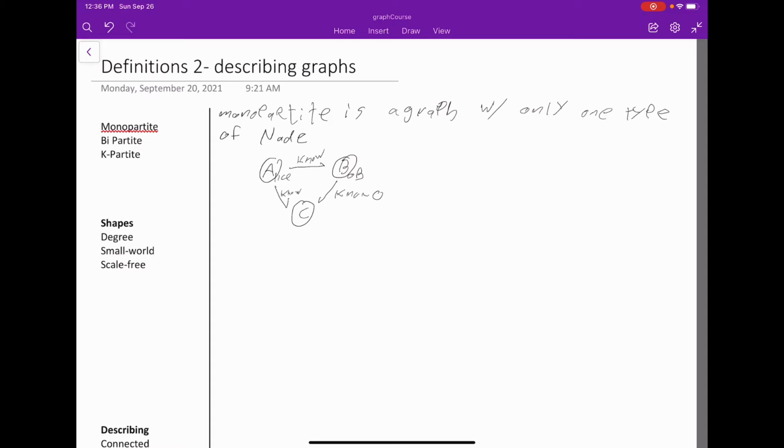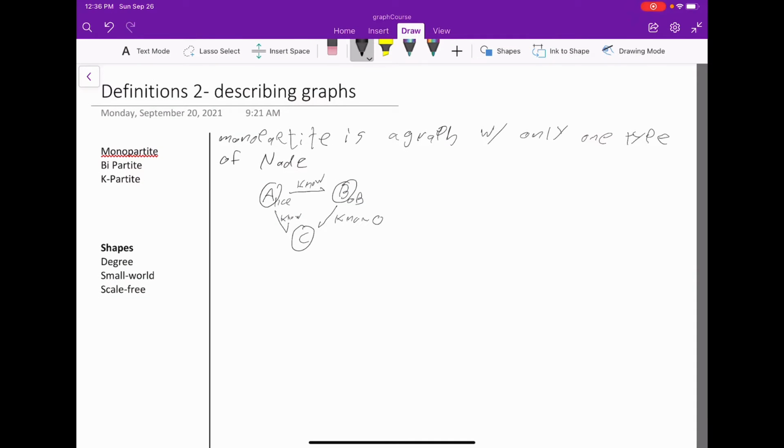Contrasting that with a bipartite graph or a bigraph, we have two types of nodes. So we could have, for example, Alice knows Bob still, but they both work at Cutco. So let's say knows and works at. So that's a bipartite graph because we have two types of nodes. We have a person class, and we also have a company class.